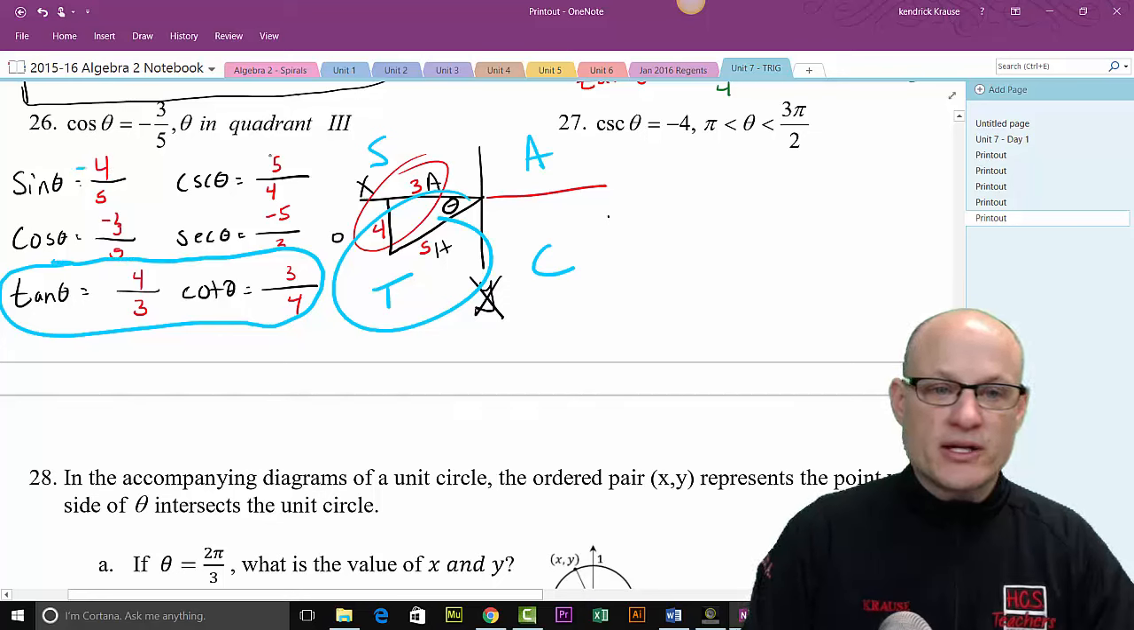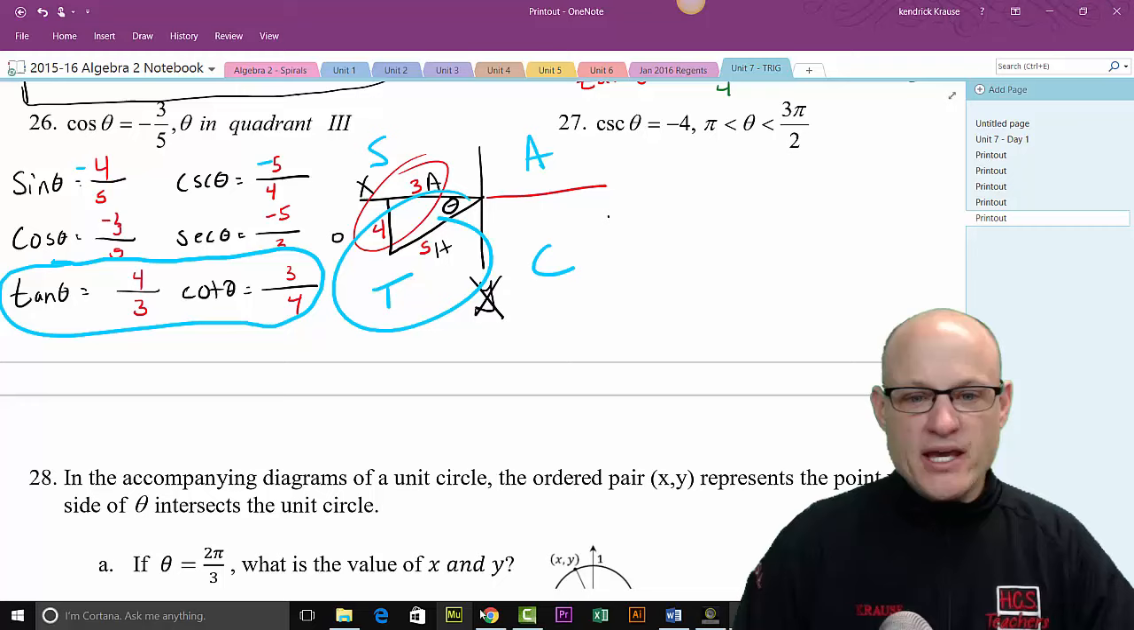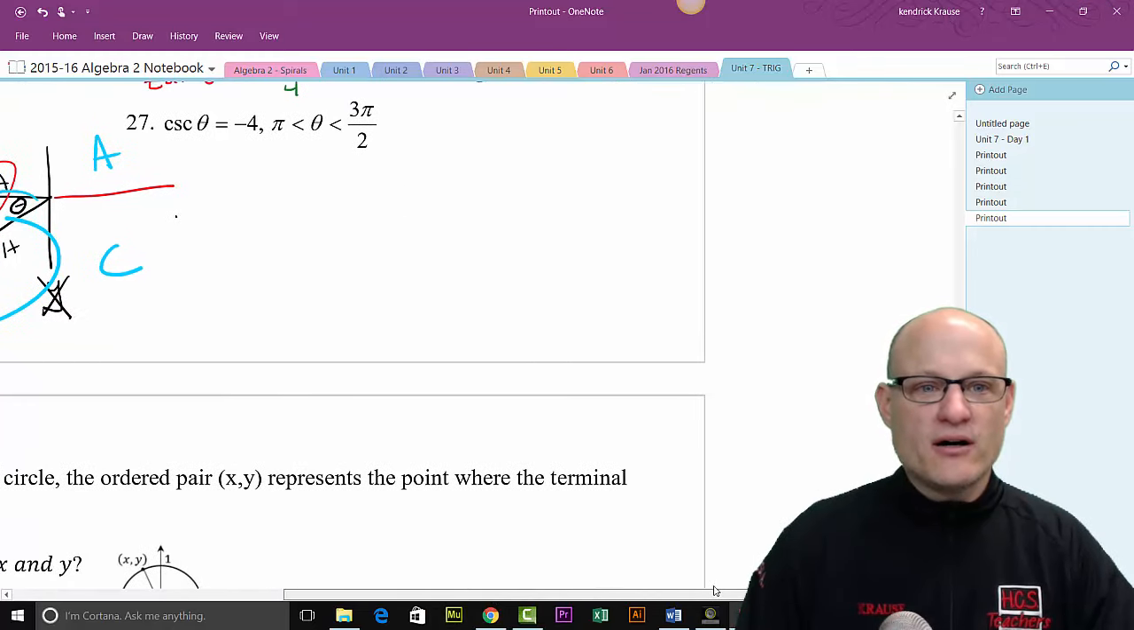Yay, one more. Oh my God, these are taken. Oh, Mr. Krause, you being mean. What's this? Radians.